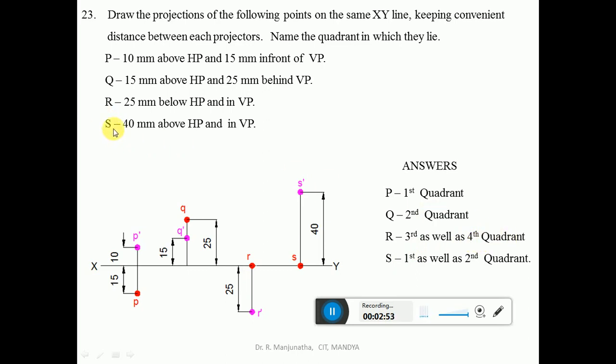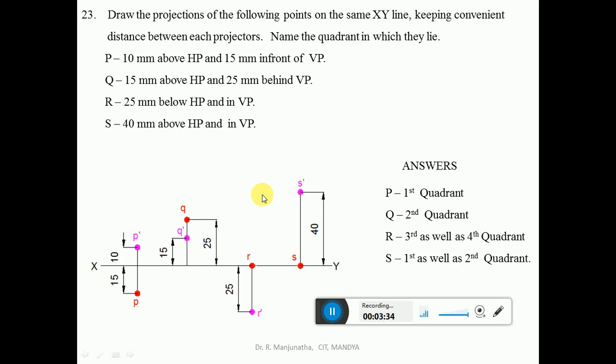Similarly, capital S is 40 mm above HP and in VP. From projector R you draw at any convenient distance one more projector. Above HP and in VP, above HP condition is there in first and second quadrant, and since it is on VP, the point will be on XY line in the top view, so it is S. Above HP will always come above XY line. So from here you measure 40 mm and mark this point, which will be S dash. So this dimension is 40. Therefore, point capital S lies in first as well as second quadrant. So we are going to have this solution.